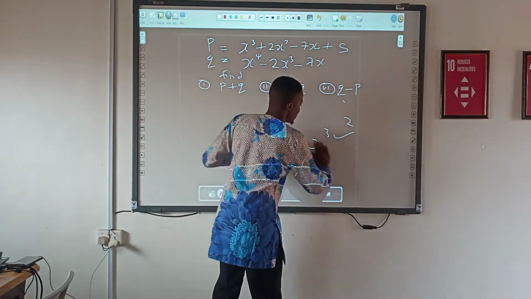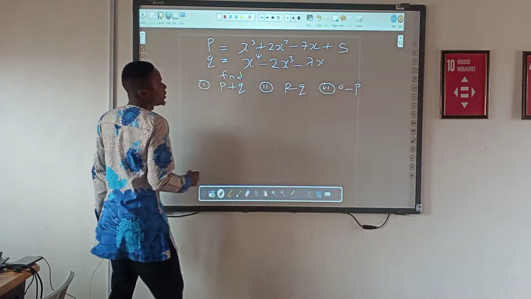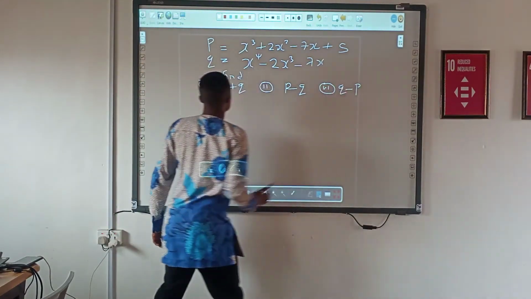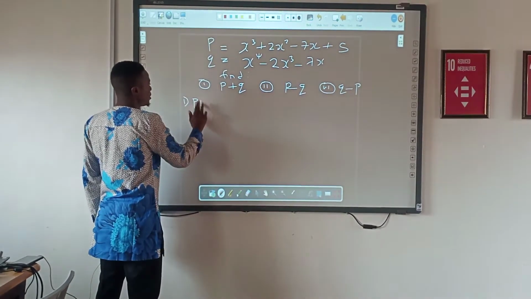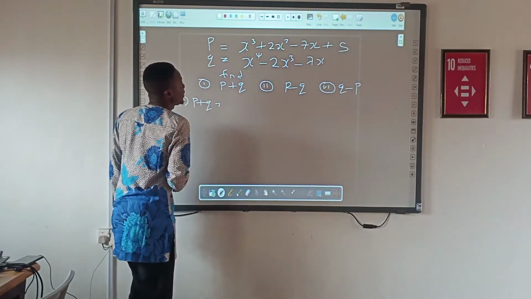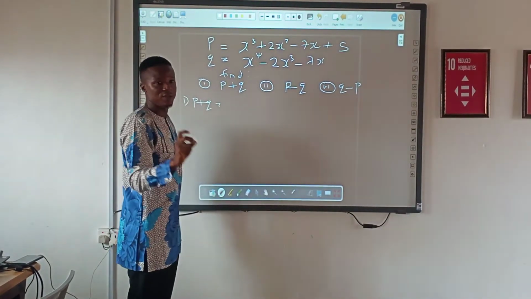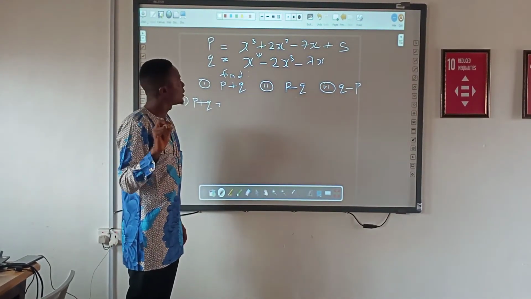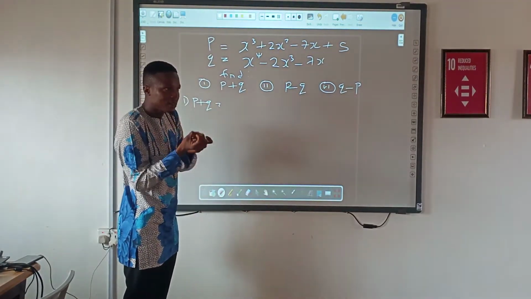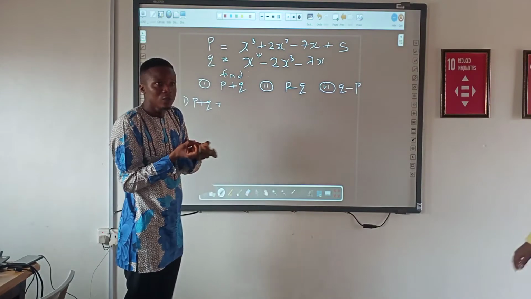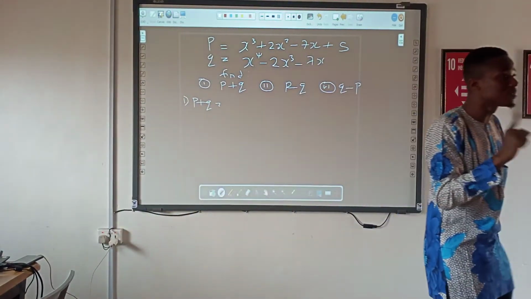Okay, so the essence of saying this is for us to be very careful with our signs. Okay, this is Q minus P. So P plus Q, let's begin with the first one. P plus Q implies adding this and this. Now there is what we call degree and order. Two terms are not like. You know what I mean by like terms? Two terms are not like if their degrees are different.